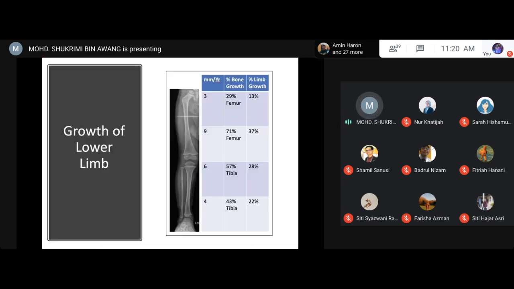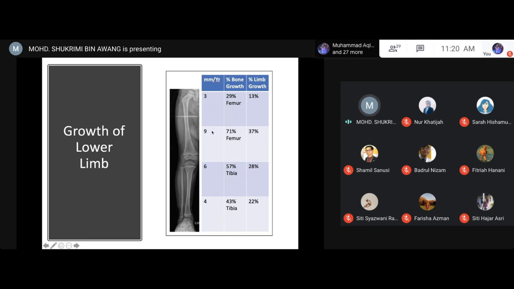Okay, so basically most of the growth occurs around the knee region, and mostly over the distal femur. Okay, it's around 9 millimeters a year, followed by proximal tibia, distal tibia, and proximal femur. Okay, this is roughly how much length occurs a year. Of course, it differs whether this is at the growth spurt or later, but this is in general.